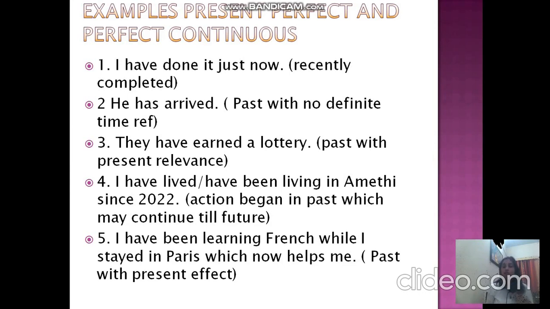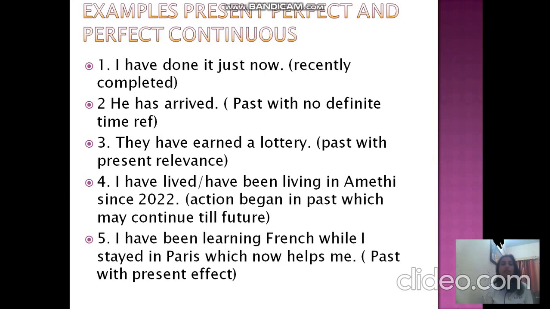नाउ ये जो चौथा वाला है, ये आप दोनों प्रेजेंट परफेक्ट कंटिन्यूअस में भी इस्तेमाल कर सकते हो और प्रेजेंट परफेक्ट में भी इस्तेमाल कर सकते हो. मैंने क्या बताया था, क्या डिफरेंस है कि प्रेजेंट परफेक्ट कंटिन्यूअस में आप टाइम बता भी सकते हो, नहीं भी बताने से चलेगा, लेकिन प्रेजेंट परफेक्ट में आपको टाइम रेफरेंस देना ज़रूरी है. I have lived or I have been living in Amethi since 2022. An action that began in past which may continue till future.